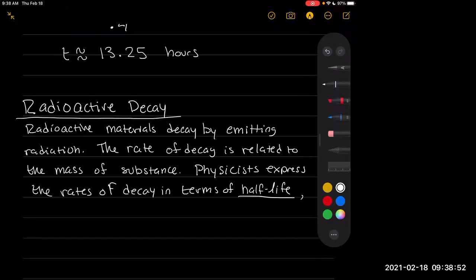And so half-life is the time it takes for a substance to decay to half of its original mass.